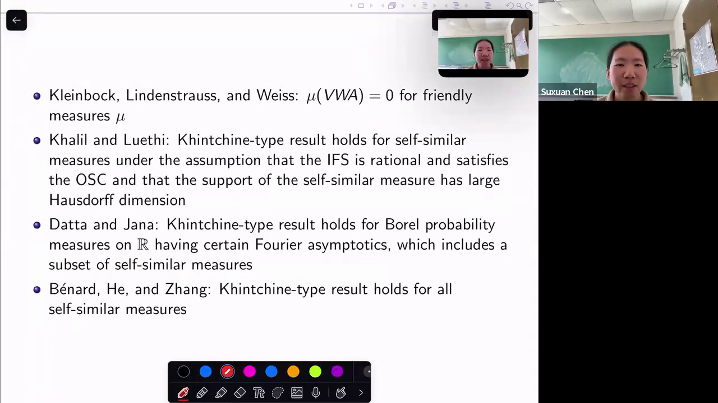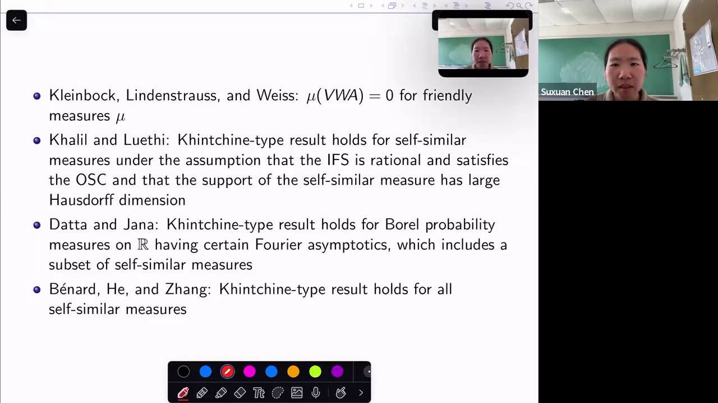Okay, now let's look at some progress in this direction, which means the direction of considering the size of W psi intersect with self-similar sets. So first, Kleinbock, Lindenstrauss, and Weiss proved that the mu measure of very well approximable numbers is equal to 1, where mu is a friendly measure. And here, friendly measures contain self-similar measures.